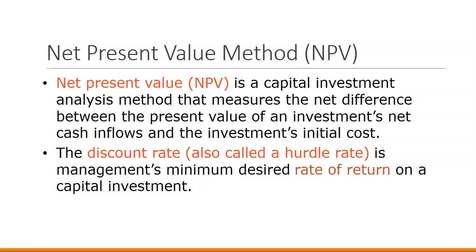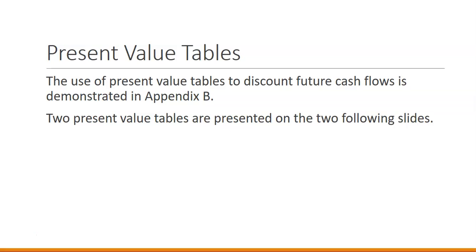Net present value method is a capital investment analysis method. We look at the difference between the present value of the cash flows and the actual cost of the investment. The rate we use is the company's desired rate of return. This is usually called either a discount rate or a hurdle rate, but they're the same thing. We use the present value tables.